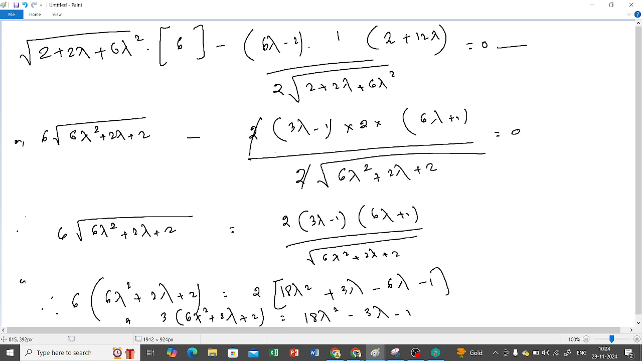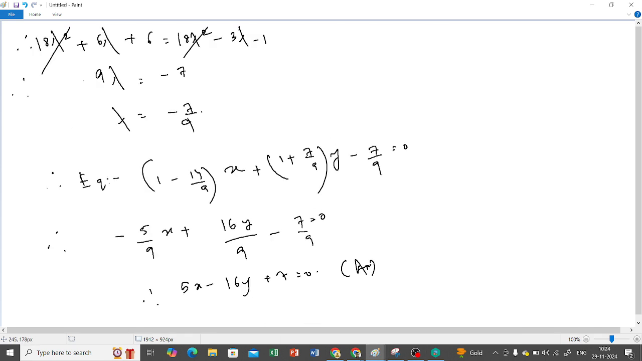Now this is simple calculation, basic equation solving, and I'm getting only one value of lambda, because the lambda square portion is getting cancelled out. I'm getting lambda as minus 7 by 9.